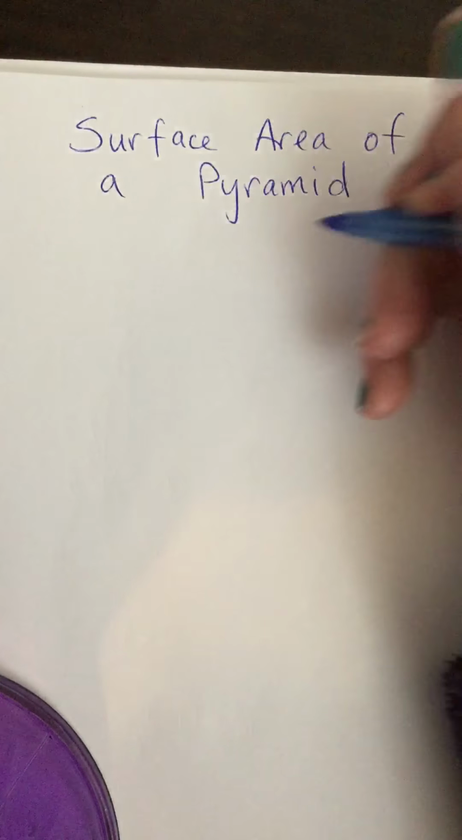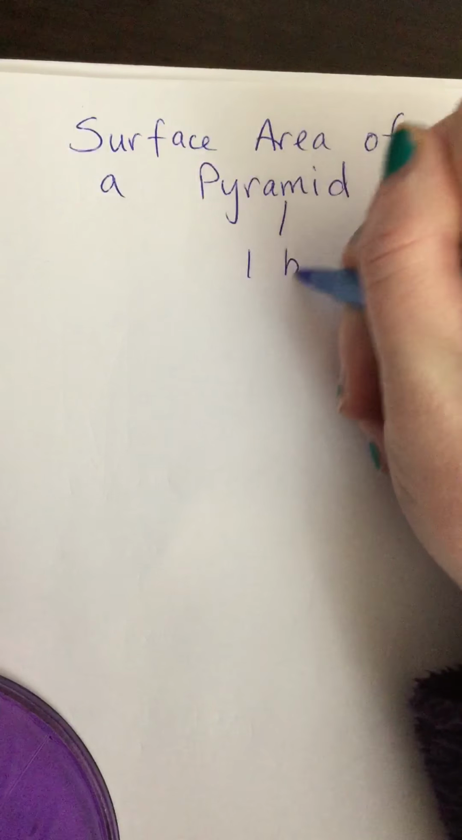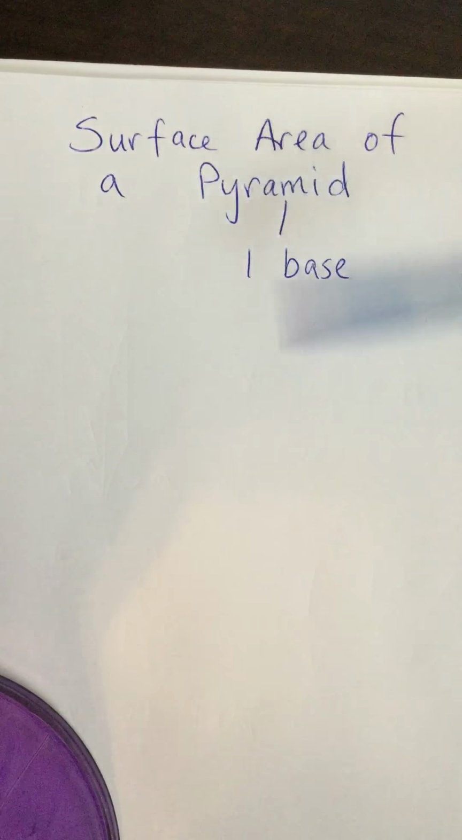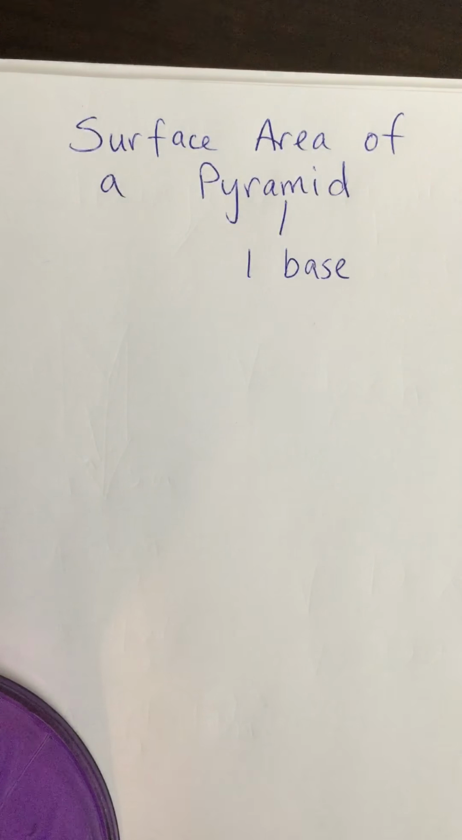Hi everybody, we are going to find the surface area of a pyramid. So what is a pyramid? Well, a pyramid has one base, and the base could either be rectangular, it could be triangular. So whatever is in front of this word, rectangular pyramid, the base would be a rectangle, or triangular pyramid, the base would be a triangle.